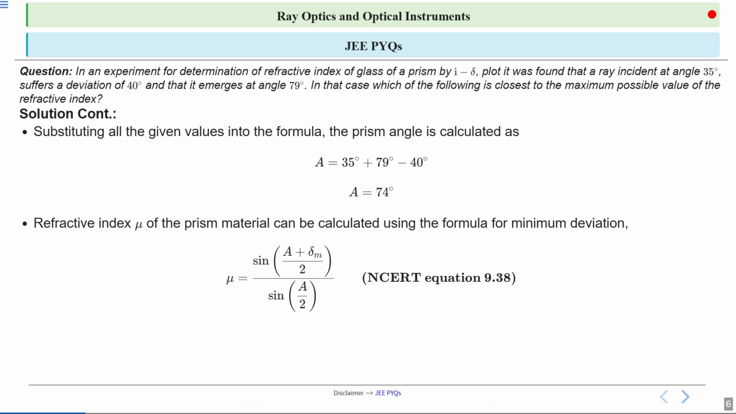The formula for refractive index is mu equals sine of (A plus delta M) by 2 upon sine of A by 2. This is the equation from the NCERT textbook, specifically equation 9.38. Each part of the formula plays a role in determining how the light bends through the prism. So delta M represents the angle of minimum deviation here.